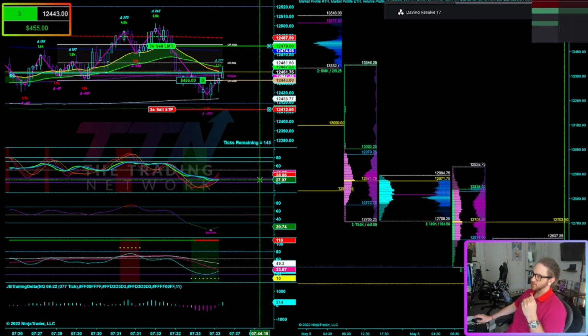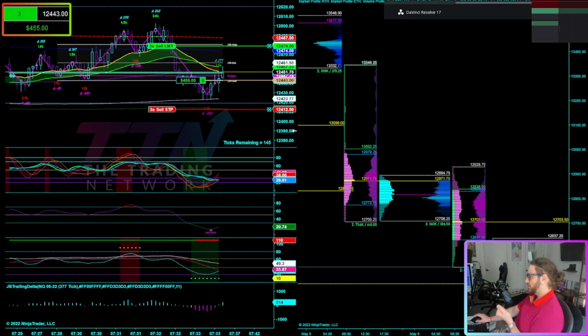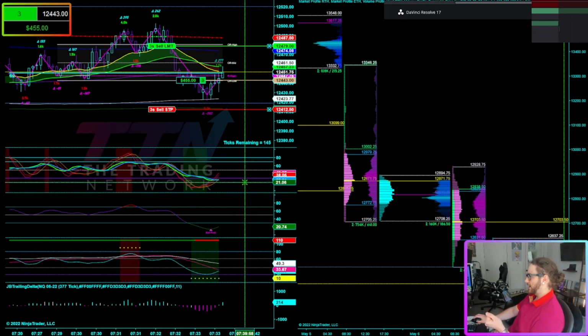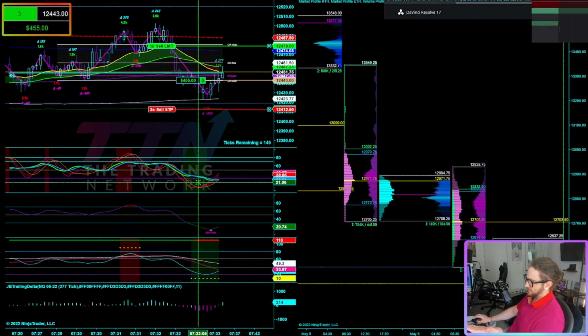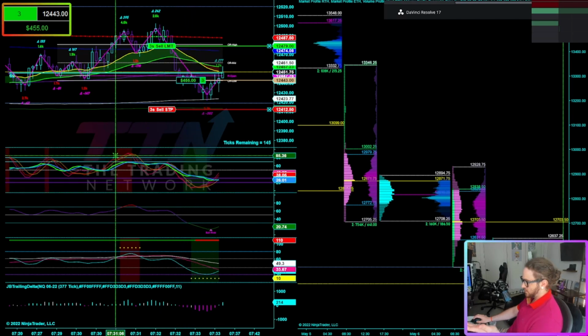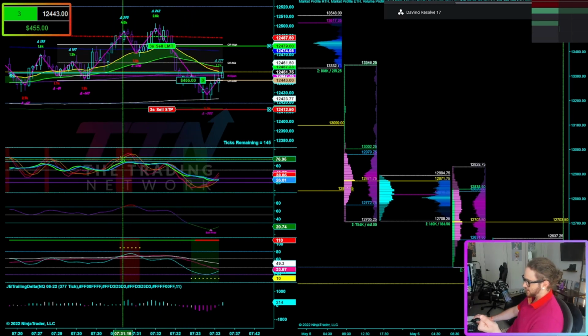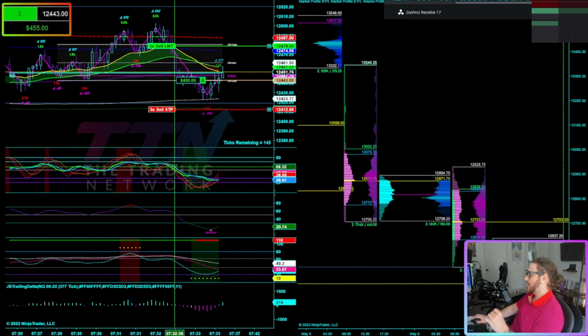If you have my indicator package, you will be familiar with my bullish and bearish control zones on my oscillators. Here we have the bearish control zone. Typically, if the oscillators are below here, bears are in control. On the flip side, if the oscillators are up in this area, bulls are in control. So here we have that shifting.